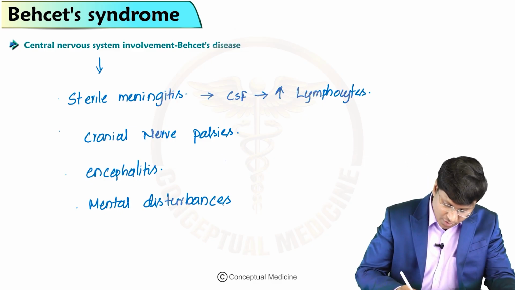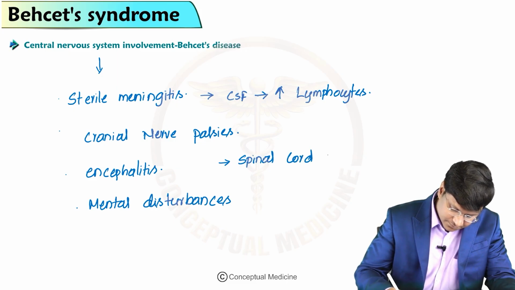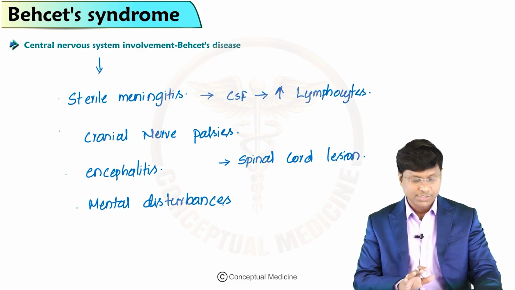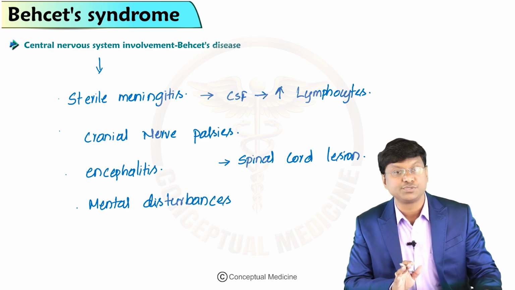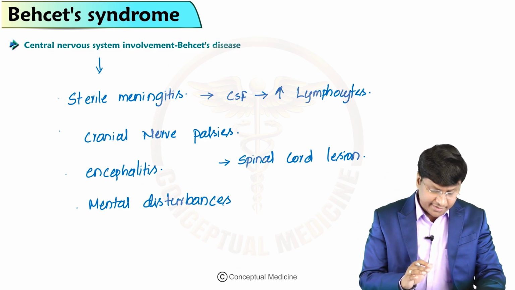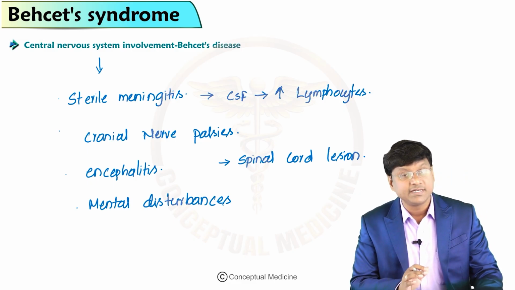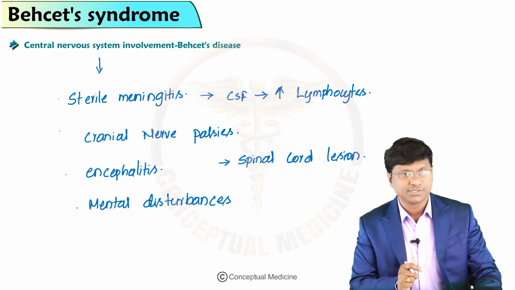And spinal cord lesions. So this is the central nervous system involvement that you will have in patients with Behcets. Radiologically, the central nervous system lesions may mimic multiple sclerosis.